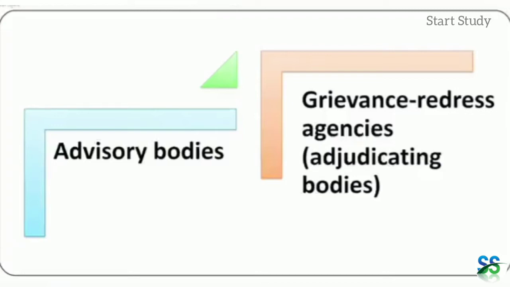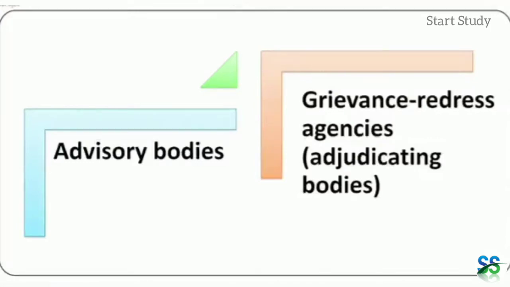These rights include the following. First, the right to be protected against the marketing of goods and services which are hazardous to life and property. Second, the right to be informed about the quality, quantity, potency, purity, standard and the price of goods and services so as to protect the consumer against unfair trade practices. Third, the right to be assured, wherever possible, access to a variety of goods and services at competitive prices. Fourth, the right to be heard and to be assured that consumer interest will receive due consideration at appropriate forums. Fifth, the right to seek redress against unfair and restrictive trade practices and unscrupulous exploitation of consumers. And sixth, the right to consumer education.